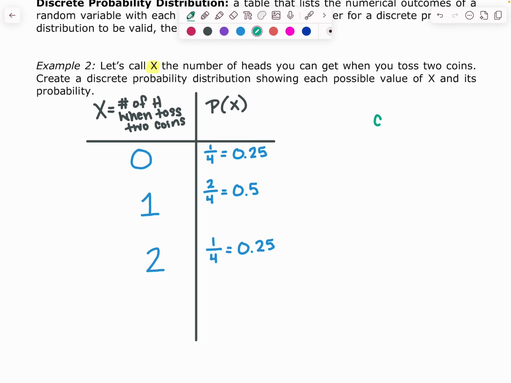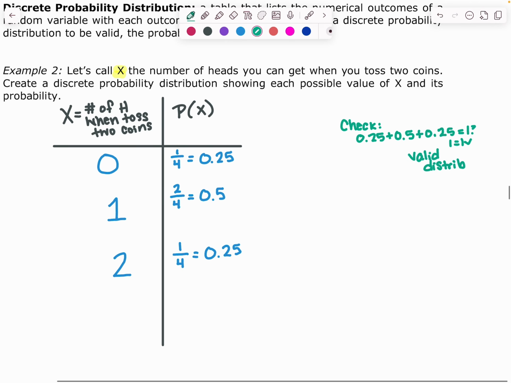And I can check real quick. Does 0.25 plus 0.5 plus 0.25 equal 1? It does. So I have a valid distribution. That means I'm not missing any x's, I'm not missing any probabilities. We're good to go.